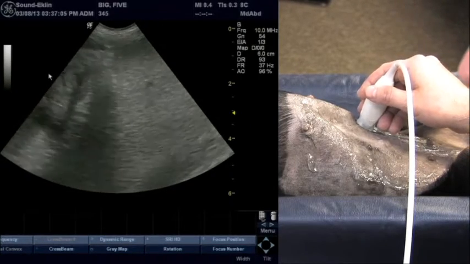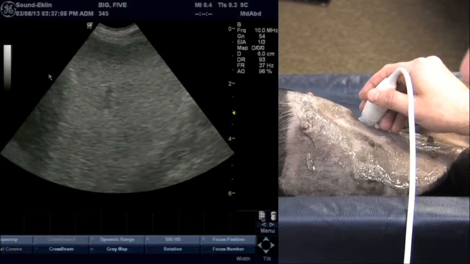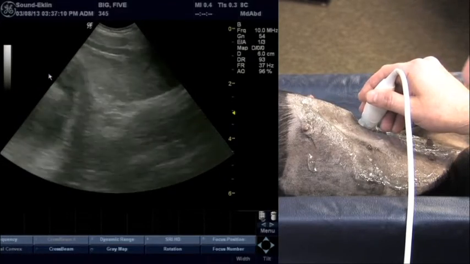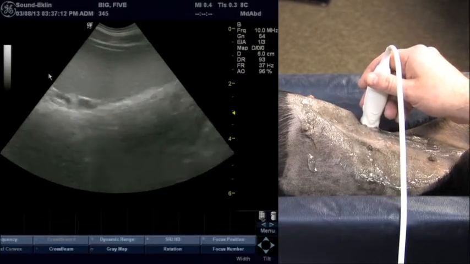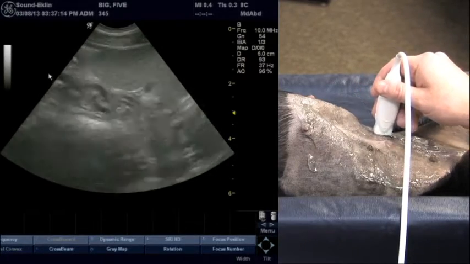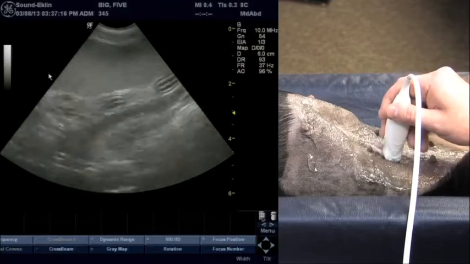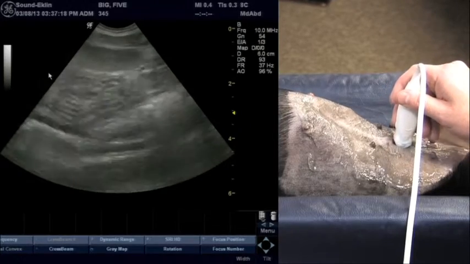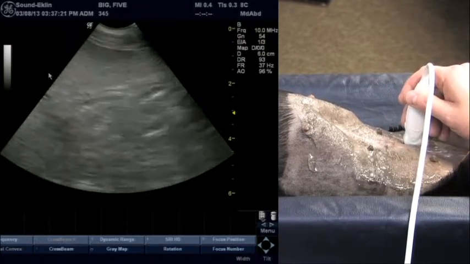At this point, I'm just fanning towards the left body wall. It doesn't take a lot of motion, and we'll see the head of the spleen. We straighten the probe perpendicular, and we slide back and forth again in that typewriter fashion so that we evaluate as much of the splenic parenchyma as possible.